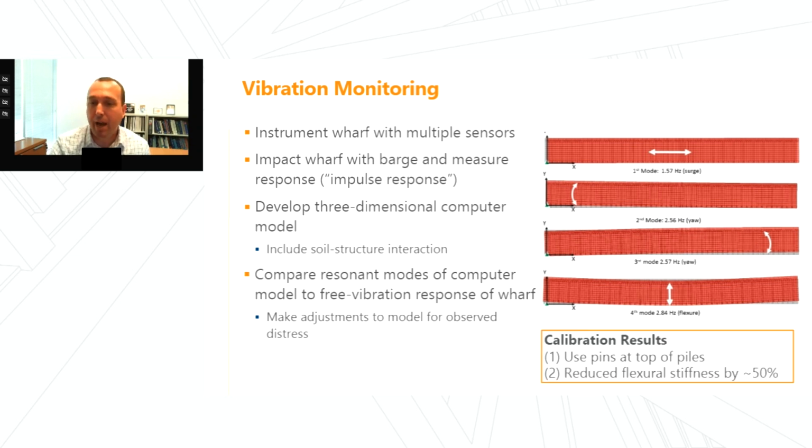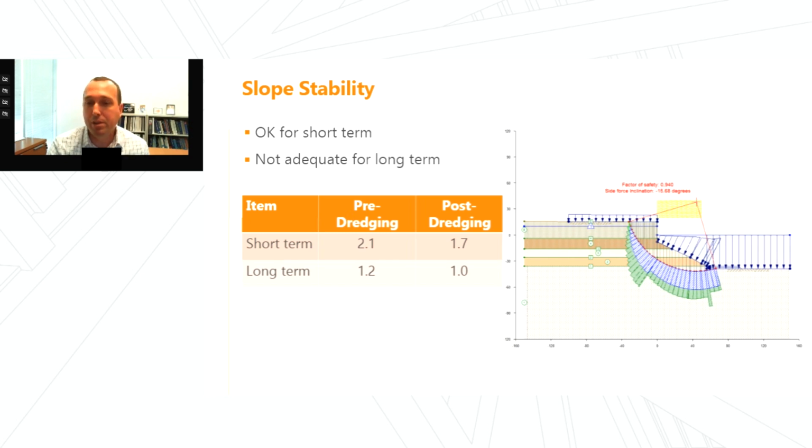We had to soften how the piles were connected at the wharf interface to the superstructure. And then we had to reduce the flexural stiffness of those piles by about 50%. And when we made those adjustments, we got good agreement between the computer model and the measured data that we collected. And now with the calibrated model, we can then start answering questions related to load carrying capacity. We also evaluated the slope stability of this particular wharf.